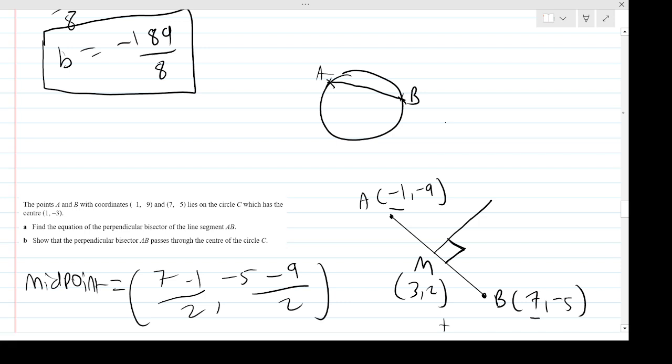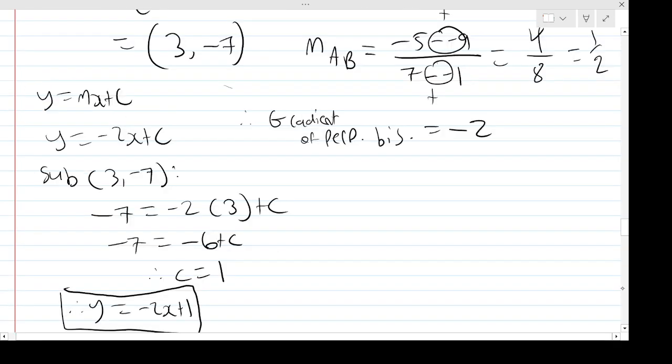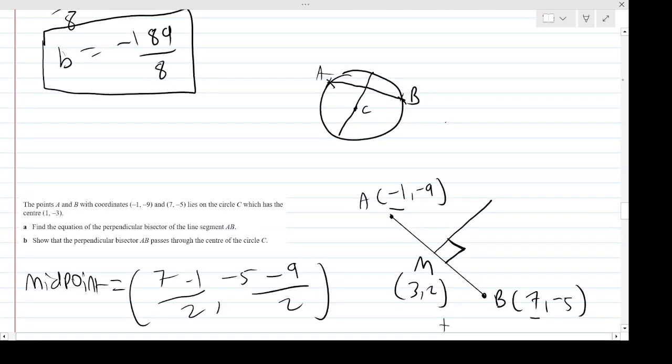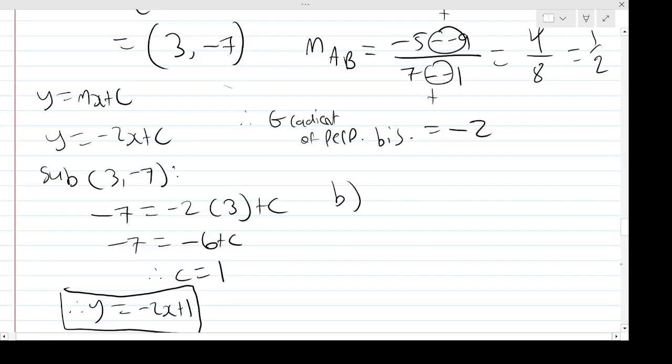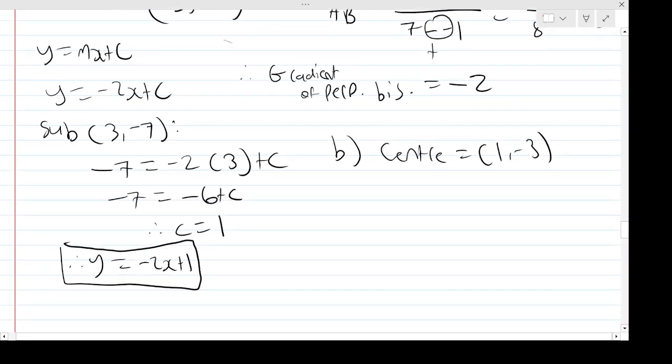We should expect that the perpendicular bisector will always go through the centre, but here we're just showing that. Okay, part B then. We need to show that the bisector passes through the centre. Well, that's where this comes in. The centre is (1, -3). To check that the line passes through the centre, of which we worked out the equation, we can just substitute the centre in and it should work.